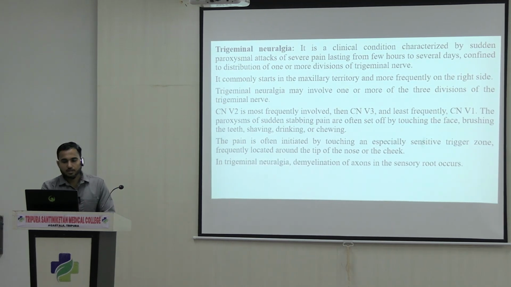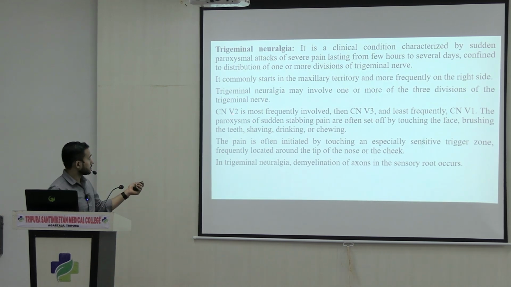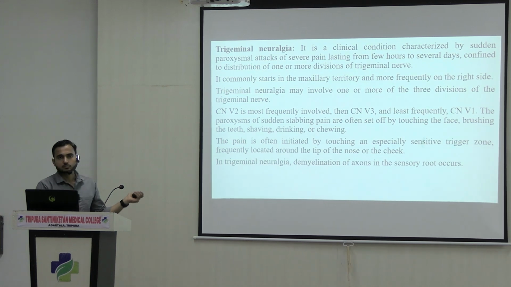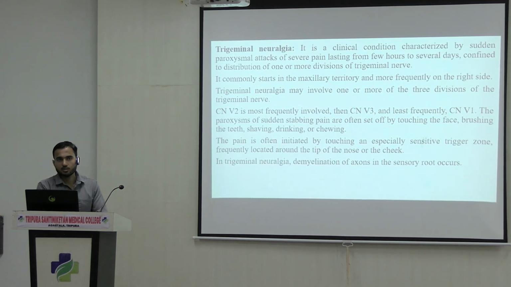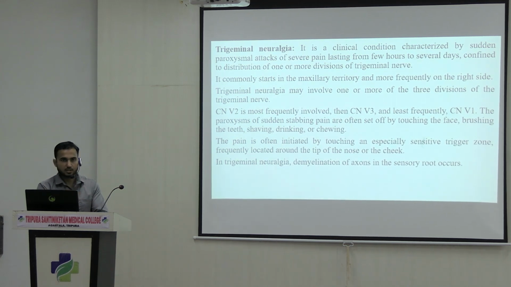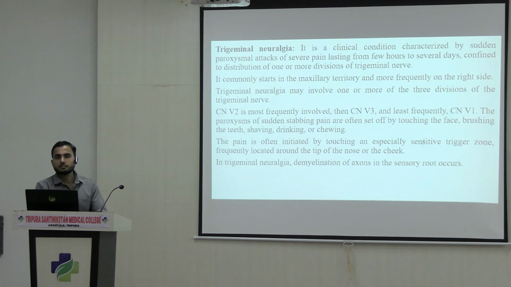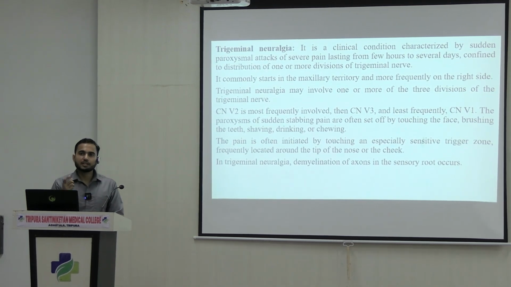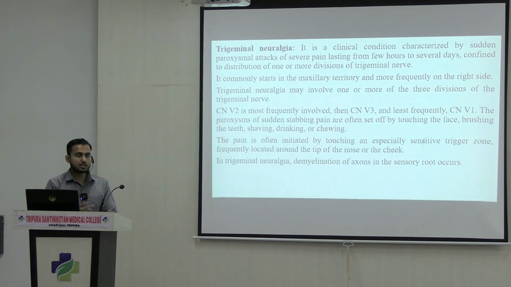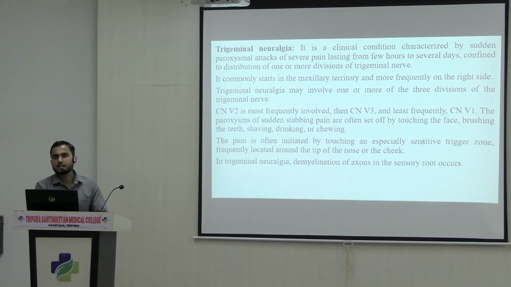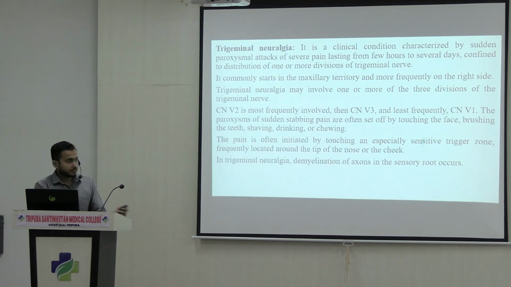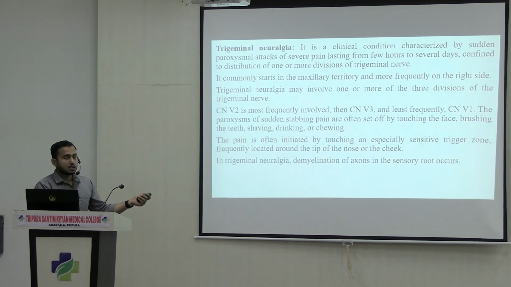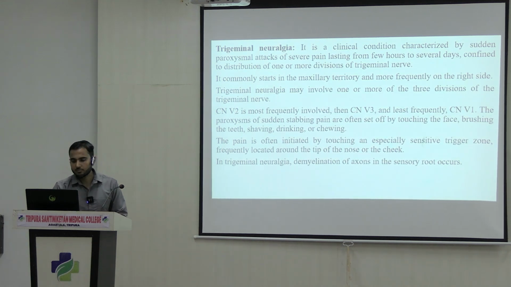Now this trigeminal neuralgia may involve one or more divisions of the trigeminal nerve. Mostly which one is involved? What is V2? Anyone? It is the maxillary division of the trigeminal nerve. The short form is written like this. V3 is the mandibular division of the trigeminal nerve, and V1 is the ophthalmic division. So the most commonly affected nerve in trigeminal neuralgia is V2, the maxillary division. After that, V3, and the least involved is V1, the ophthalmic division.